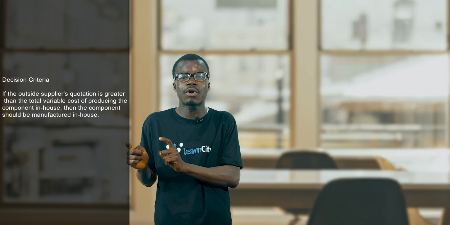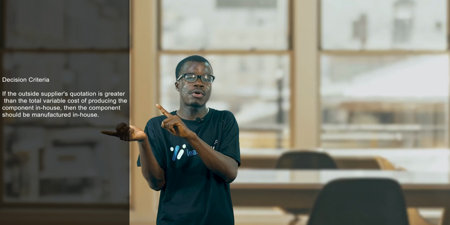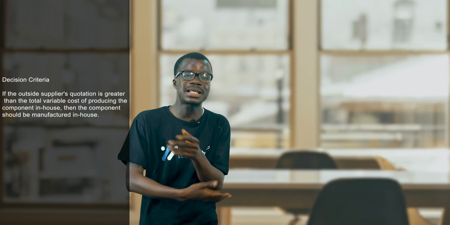But in a bid to apply the marginal costing technique, there is an underlying decision rule or decision criteria. This decision rule states that if the outside supplier's quotation is greater than the total variable cost, notice the words total variable cost, not the total cost. Are you getting it? Not the total cost that comprises fixed cost.